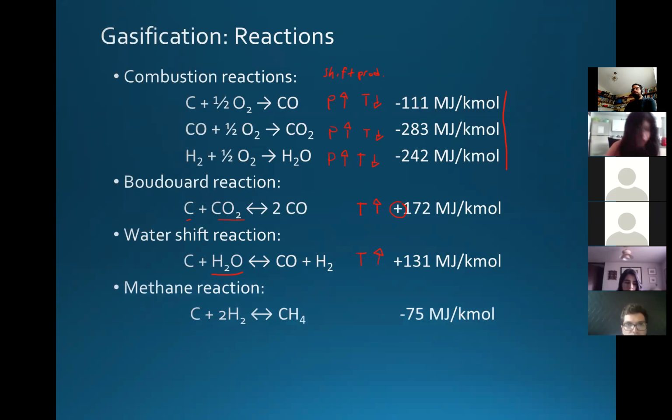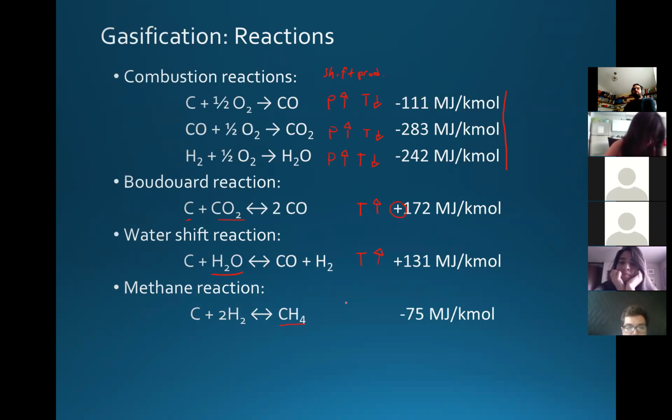And the last reaction is the methane reaction. If we have carbon present, and we're going to have carbon present because the biomass degrades into tar, that is carbon, and hydrogen, we can produce methane. Okay, this methane over here. But we don't want that methane. So we're going to do a couple of things about it in a couple of slides.